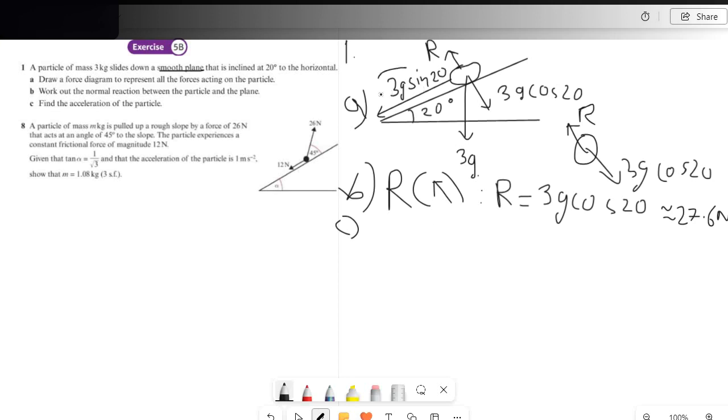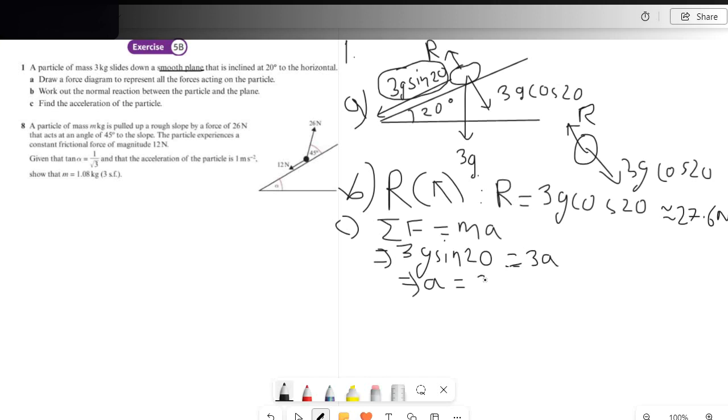So as we know, this should be the horizontal resultant force parallel to the inclined plane. Therefore, using Newton's second law again, summation of F, or the resultant force, is equal to mass into acceleration. So the resultant force 3g sin 20 is equal to mass, which is 3, multiplied with acceleration. Therefore, acceleration is equal to g sin 20, which is approximately 3.35 meters per second squared. And this is our answer for number 1.